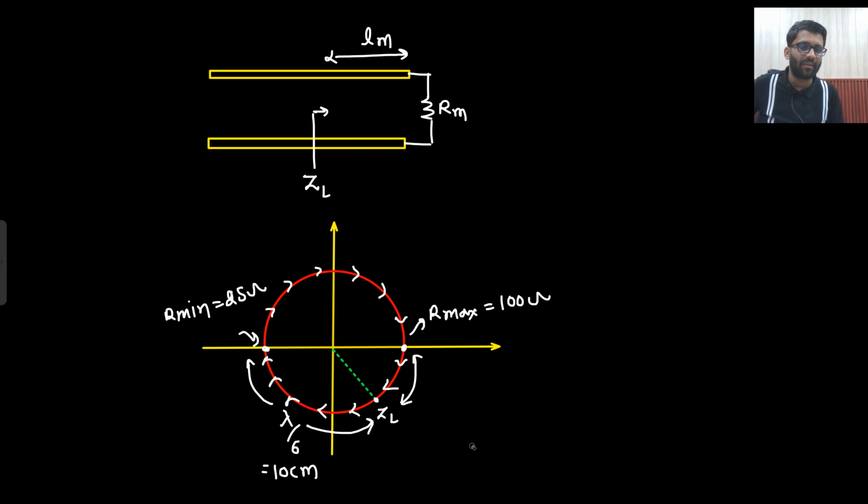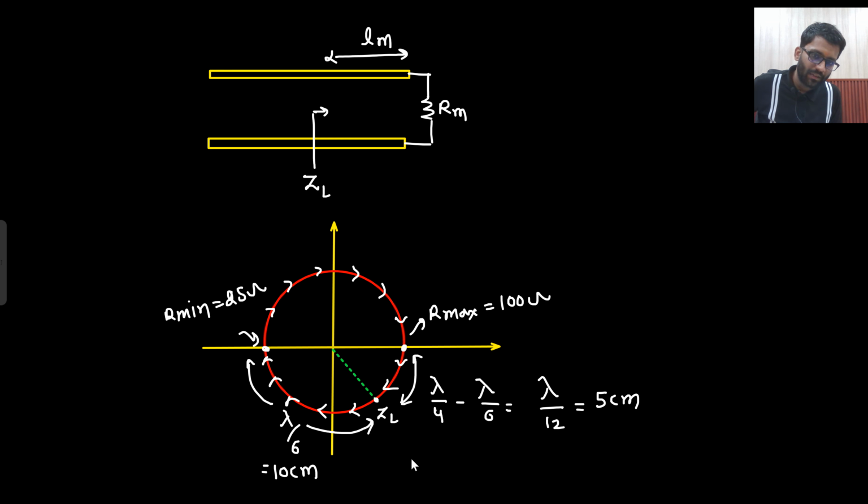This length will be lambda by 4 minus lambda by 6, because the complete length is lambda by 4. That would be 3 minus 2 over 12, lambda by 12. So what is lambda by 12? 5 centimeter. So this much length is 5 centimeter. And what will be this complete length then? This complete length I am talking about.